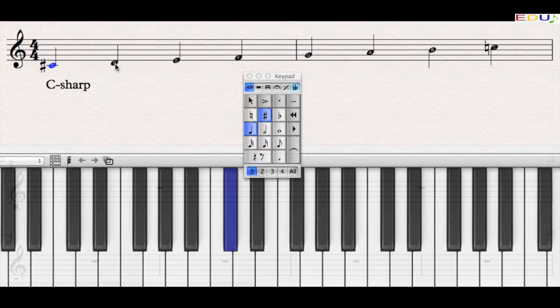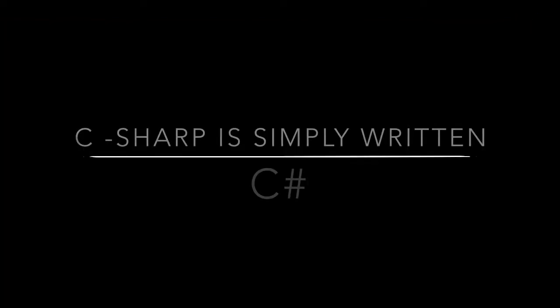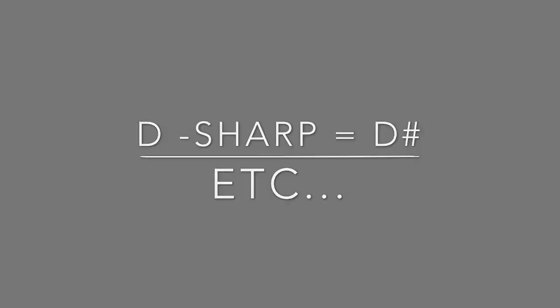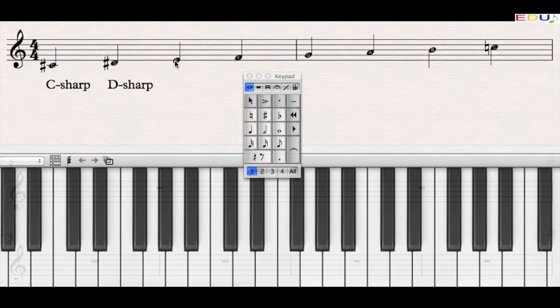If I take the D and I put a sharp in front of it, it becomes a D sharp and it jumps up a semitone. So this would be a D sharp. And the same works for the E. This note would be an E sharp.